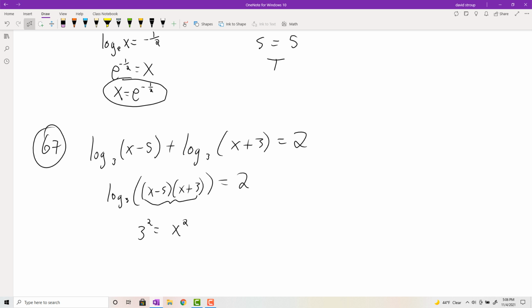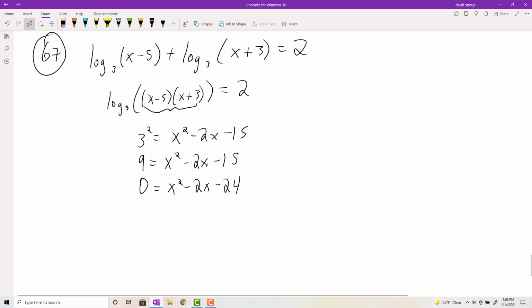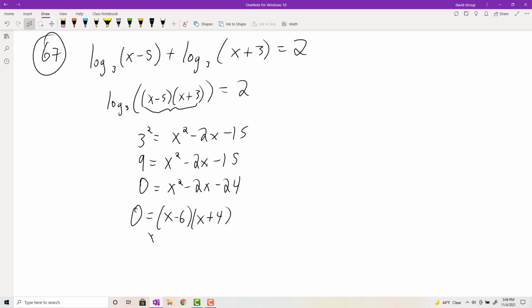So I have x squared minus 5x plus 3x, which is minus 2x, and then minus 15. 3 squared, of course, is 9. Subtract 9 from both sides. Factor. Set each part equal to 0. And then check your solutions.